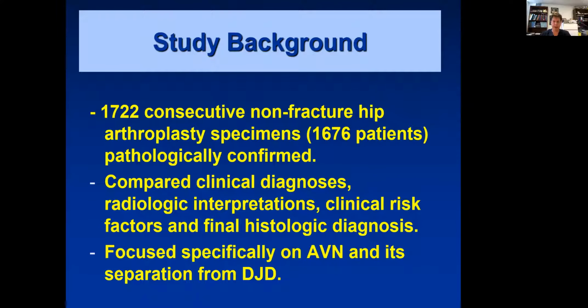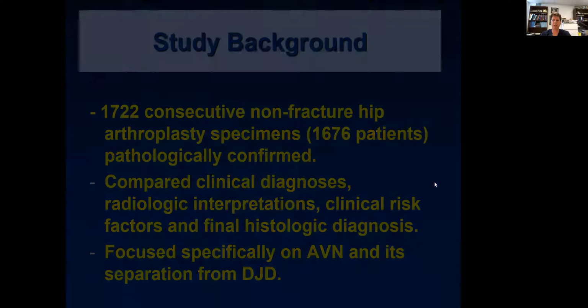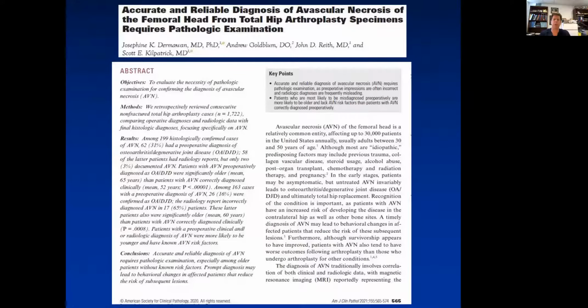We compared the clinical diagnosis from the operative report, the radiological interpretations. We looked at the radiology as well, the clinical risk factors, and we compared all that to the final histologic diagnoses that we rendered. And for this study, again, we focused specifically on AVN and its separation from DJD. And of course, what did we find? Well, we published the results of our study recently in the American Journal of Clinical Pathology, and we found simply that accurate and reliable diagnosis of AVN requires pathologic examination, plain and simple. And we're going to go into more detail on this.